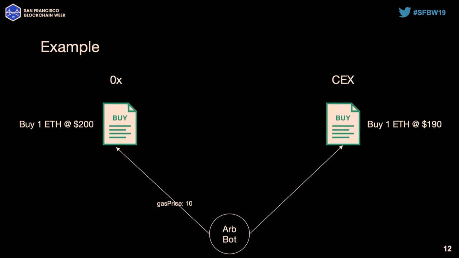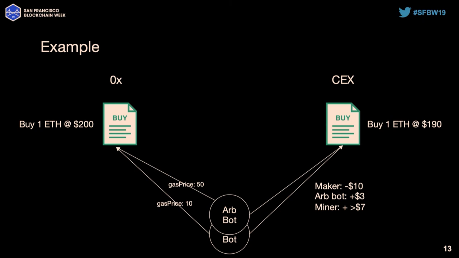So then we have another bot who says, this is just a free $10 sitting around. Well, I'm willing to actually only make $8 on this trade, and I'm going to outbid the first bot to do so. So I'm going to pay a higher gas price, and my transaction is going to be mined first. And then we have a third bot who comes in, and they are willing to lower their margins to just $3 instead of $8, right?